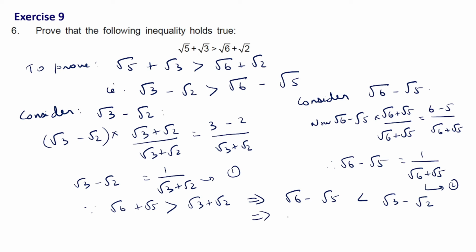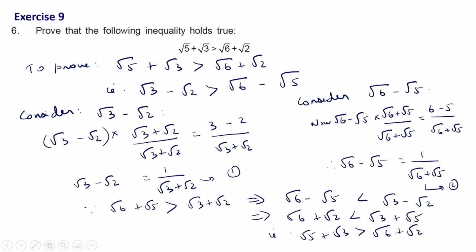So this implies root 6 plus root 2 is less than root 3 plus root 5. That is, root 5 plus root 3 is greater than root 6 plus root 2. Hence it is proved. This is what we have to prove and we have proved it.